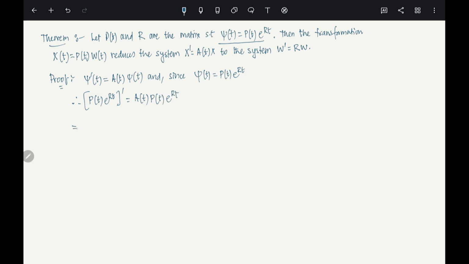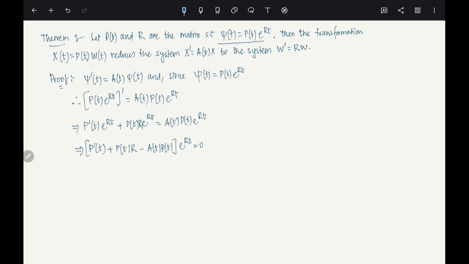Clear? What does that imply? First of all, it is P prime of t e power R t, using the product rule from the first assignment, plus P of t e power R t times R, equals A of t times P of t e power R t. Is this fine? Now I can write it like this: P prime of t plus P of t times R minus A of t times P of t, times e power R t, is going to be 0. Is this okay? Now, if you use this transformation, so basically what is this transformation?